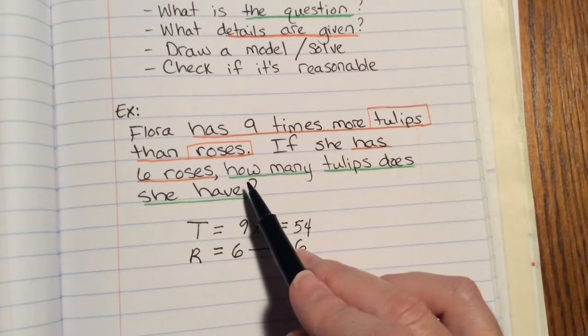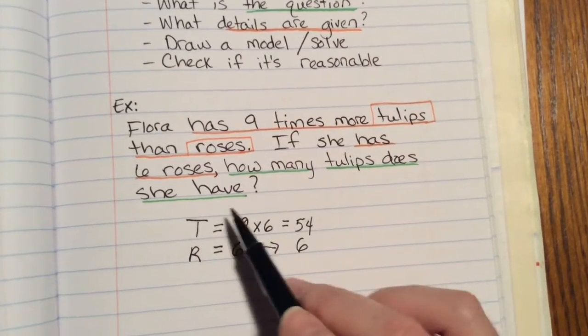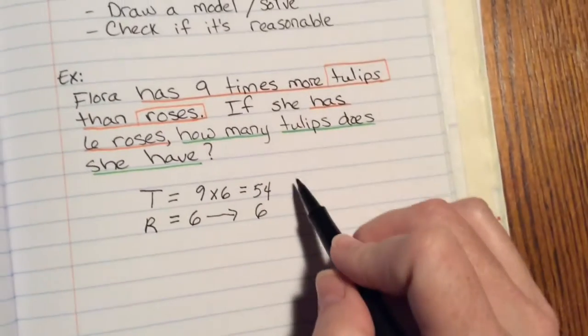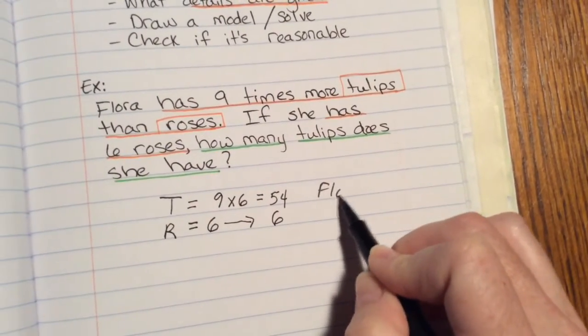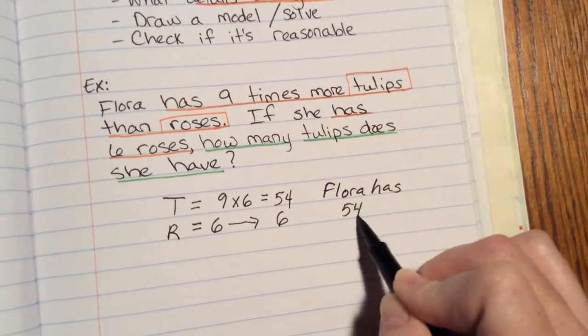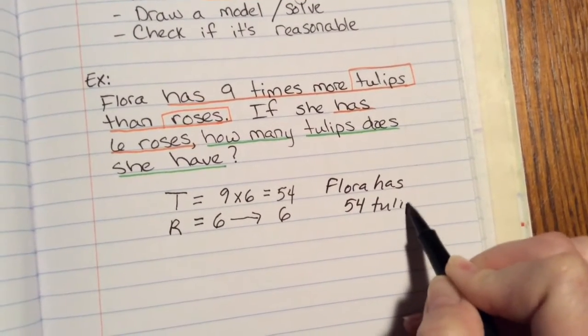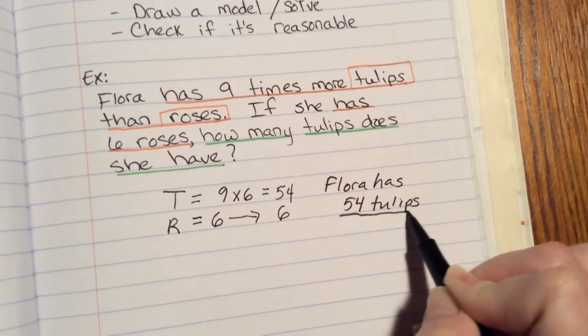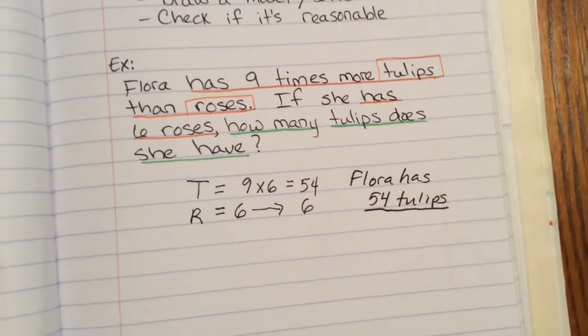Let's go back and reread the question always. How many tulips does she have? Flora has 54 tulips. And we've answered our question completely.